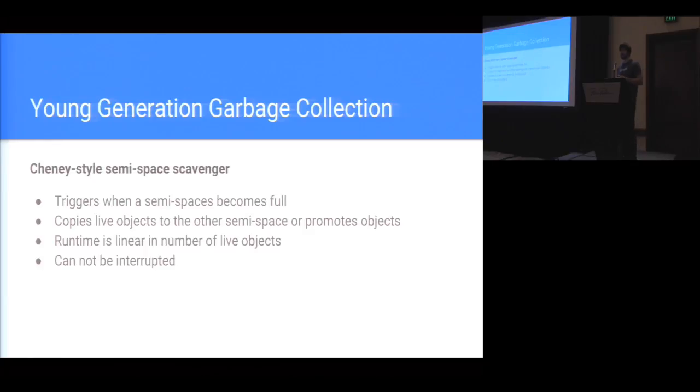This works really well if the weak generational hypothesis holds. If not many objects are surviving while going through the transitive closure, then the scavenger operation is really fast. If many are surviving, it takes a really long time, so it's basically linear. What's important here is that you cannot interrupt the scavenger operation. A young generation garbage collection has to finish, and repairing the state may be more expensive than finishing it.